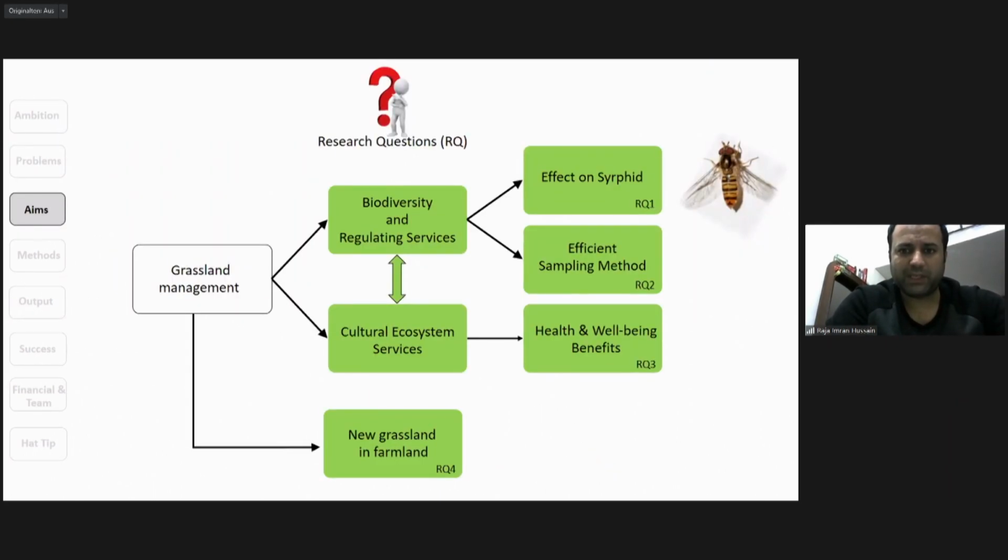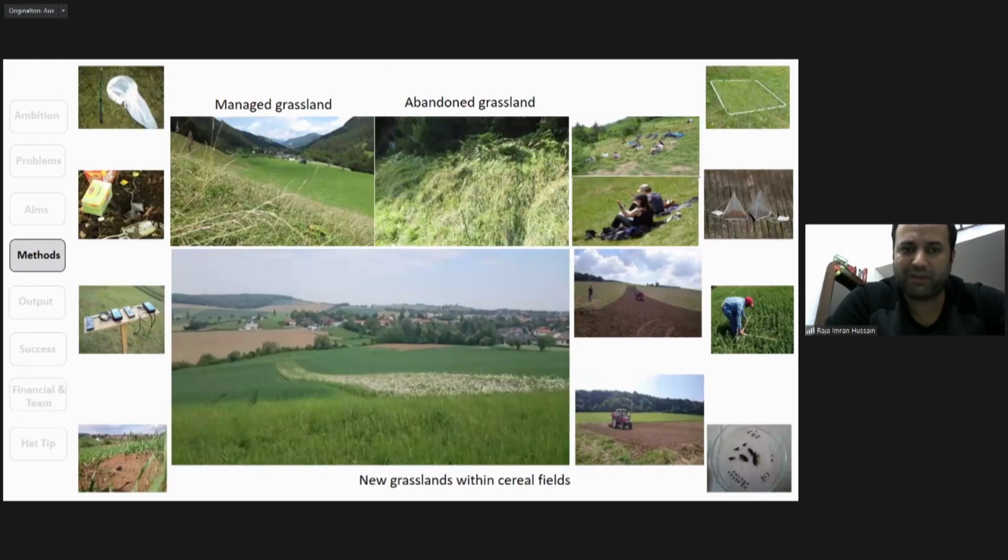My research questions focused on grassland management: how sustainable the grassland management is in terms of insects like syrphids, and the methods used, and how humans perceive these grasslands, and also how the new grassland we formed in the cereal fields reflects it.